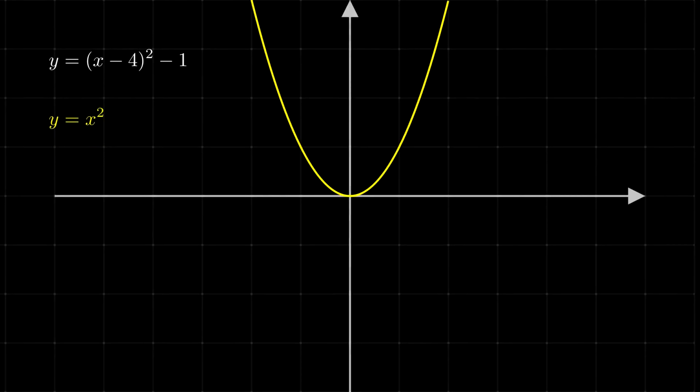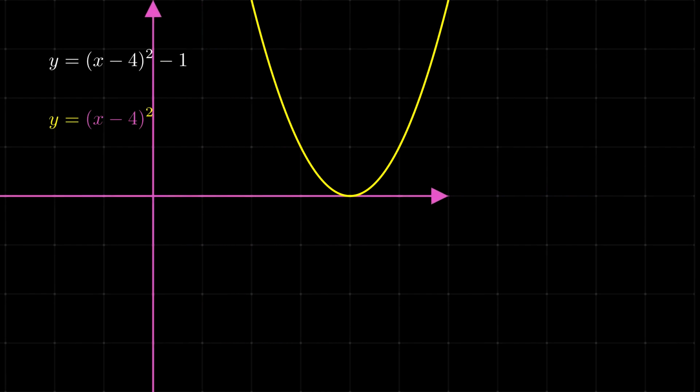So let's combine what we've done to graph this parabola. We start by thinking about the plane y equals x squared. We draw that in yellow here. We can then think of the x changing into x minus 4. That's going to move the axis right by 4, so the parabola appears to move right by 4.